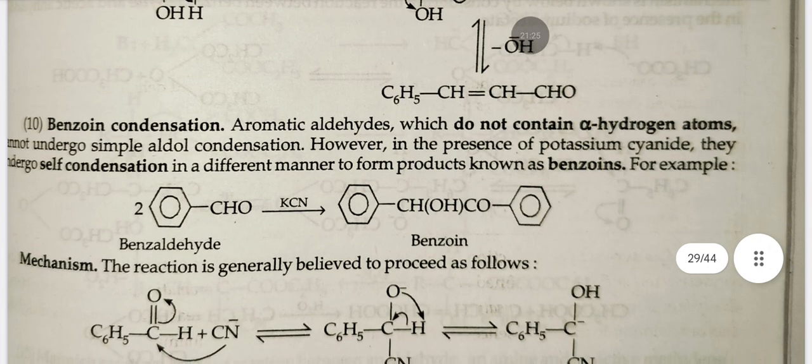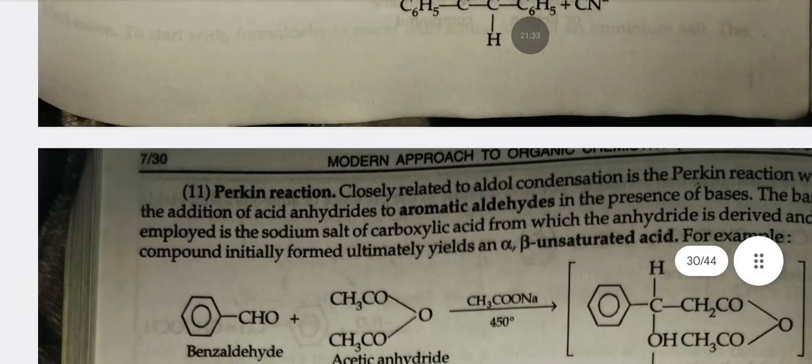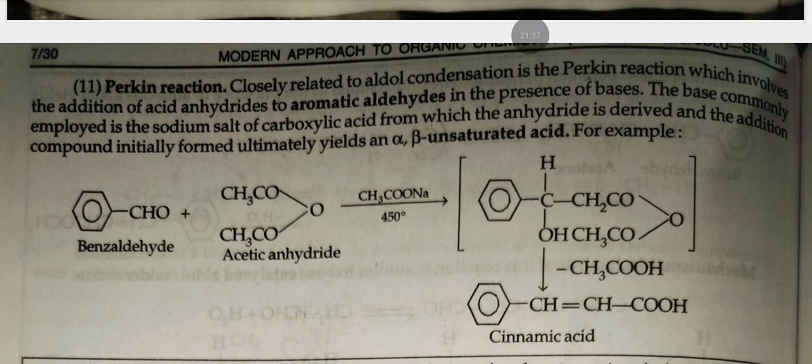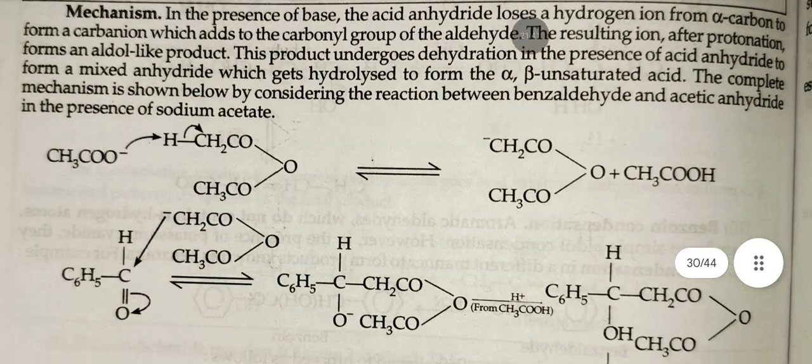The following reaction: benzoin condensation. Aromatic aldehydes which do not contain alpha hydrogen atoms can't undergo aldol condensation. However, in the presence of potassium cyanide, they undergo self condensation and the formation of benzoins takes place. Perkin reaction: closely related to the aldol condensation, which involves the addition of acid anhydrides to aromatic aldehydes in the presence of bases.